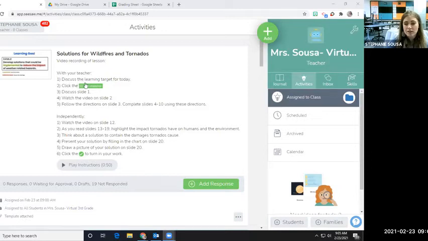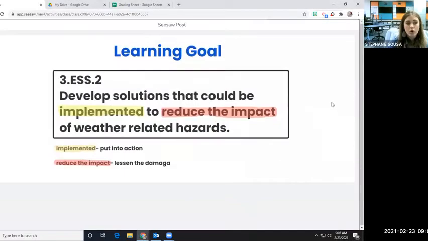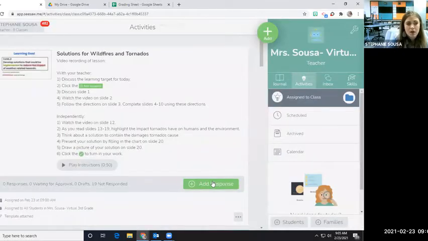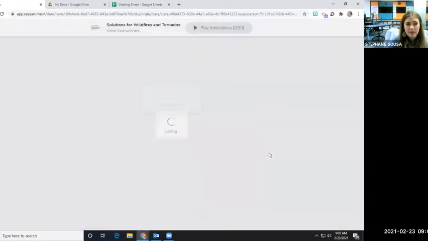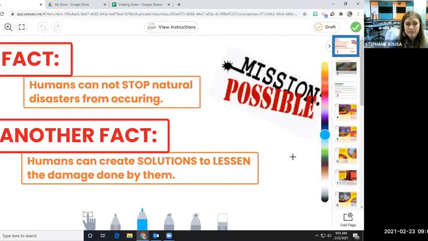If you would please, you will see on your Seesaw, you have a new assignment. It is called Solutions for Wildfires and Tornadoes. Our goal is to develop solutions that could be implemented to reduce the impact of weather-related hazards. Implemented means put into action, and reduce the impact means to lessen the damage. That says "damaja," it's supposed to say damage. To reduce the impact of that damage, okay? So you are going to work on slide 1 with me, and that is a discussion point for us.